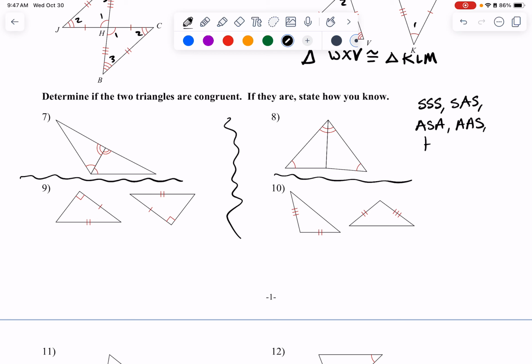And then our last one that we'll use is hypotenuse leg, and that's the side, side, angle or angle, side, side with a right triangle.